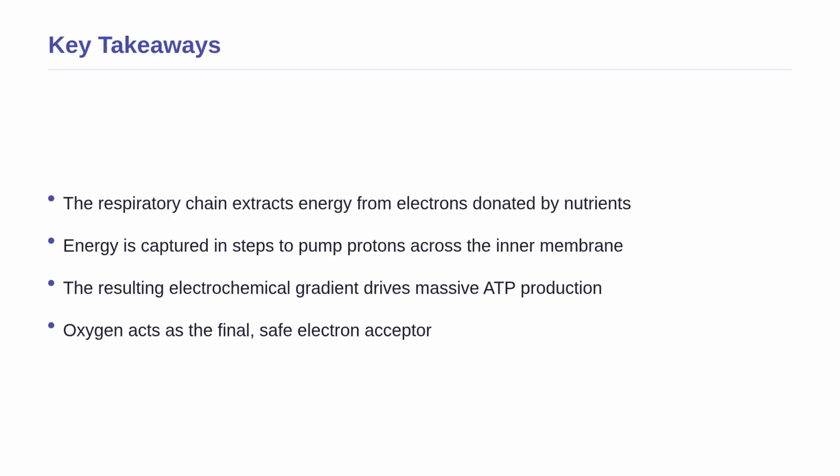We have covered a lot of ground, so let us summarize the most important ideas. The mitochondrial respiratory chain is a vital pathway that safely extracts energy from electrons donated by the nutrients we eat. By passing these electrons through specialized complexes, the cell captures energy in manageable steps to pump protons across a membrane. This creates a powerful gradient that sets the stage for massive ATP production, providing over 90% of our body's energy.